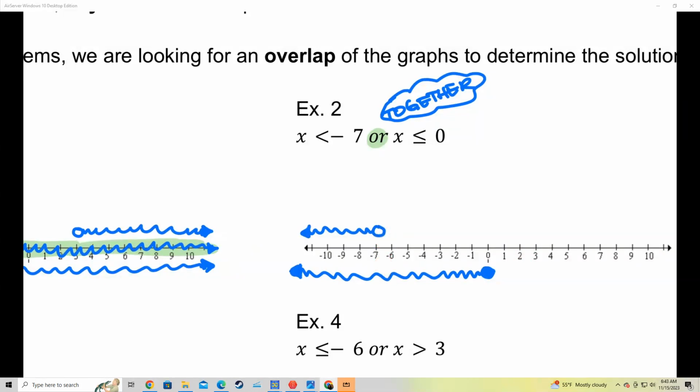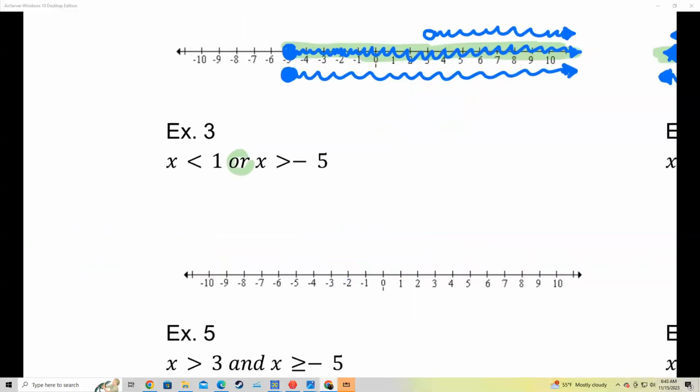then it's going to end over here at 0. It actually started way over here at -infinity. This is my combined answer when I put them together because I use the word or. For the next one, again, we're using the word or, which means we're going to put these together.